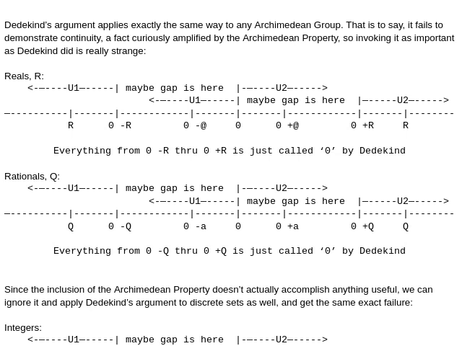Sure. Okay, so, Dedekind's argument applies exactly the same way to any Archimedean group. That is, it fails to demonstrate continuity. Right. A fact curiously amplified by the Archimedean property. So, invoking it as important as Dedekind did is really strange, right?